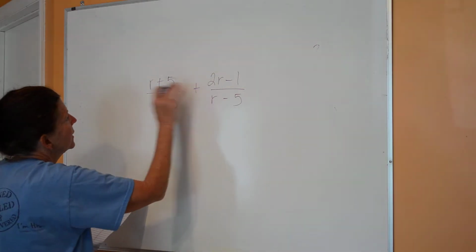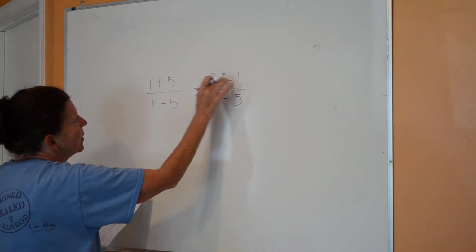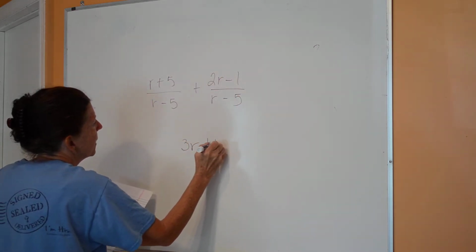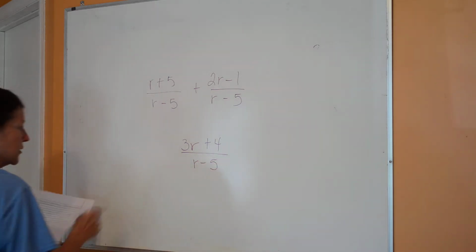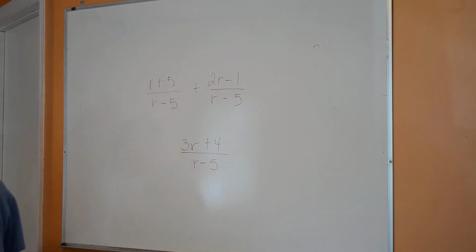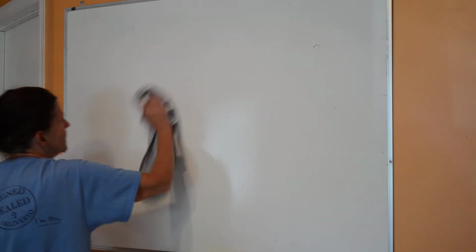When I combine the numbers on the top, r plus 2r is 3r. 5 plus negative 1 is positive 4. And on the bottom, I get r minus 5. So that should have been your answer for the one that you tried. On subtraction, it's the same thing except don't forget to distribute the negative.